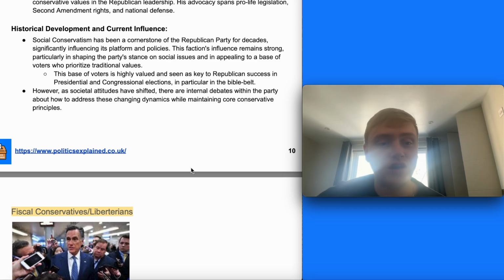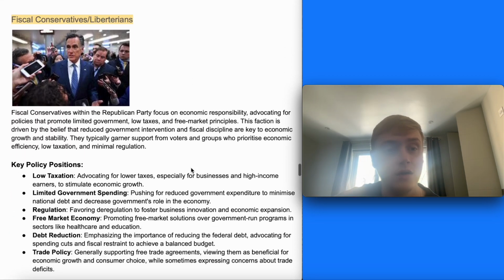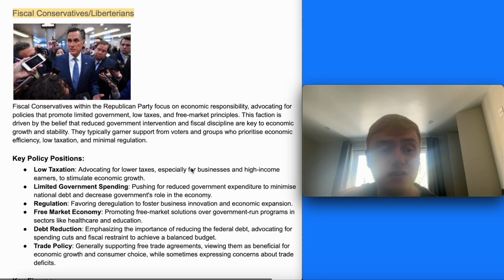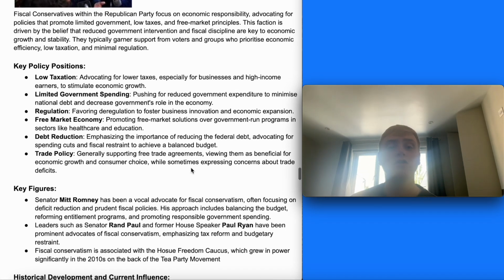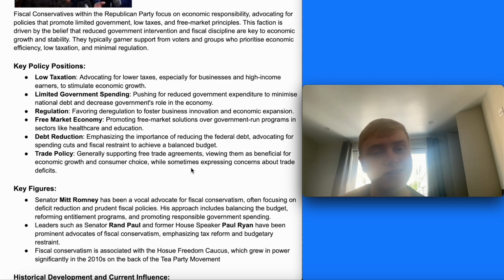However, as societal issues have shifted, there are internal debates within the party about how to address these changing dynamics whilst maintaining core conservative principles. The next key faction are the fiscal conservatives or libertarians. They focus on economic responsibility, advocating for policies that promote limited government, low taxes, and free market principles, driven by the belief that reduced government intervention and fiscal discipline are key to economic growth and stability.